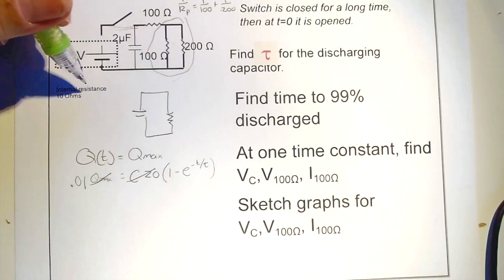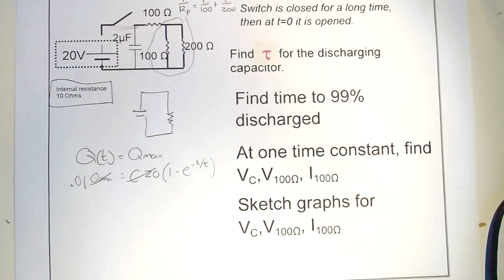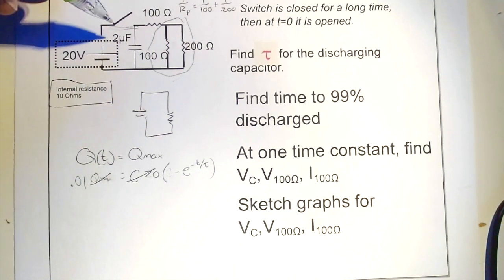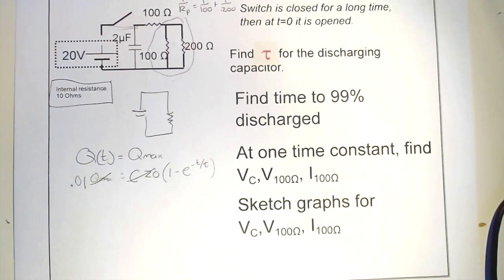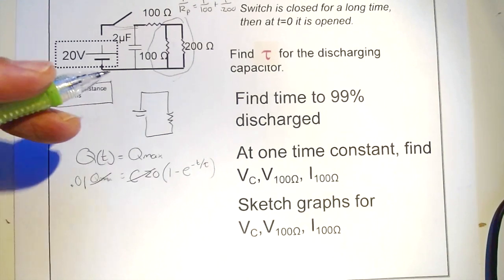Oh, and actually I forgot one thing. Little letters there, internal resistance. So I'd really have to include that in there also. Let's not worry about that right now.